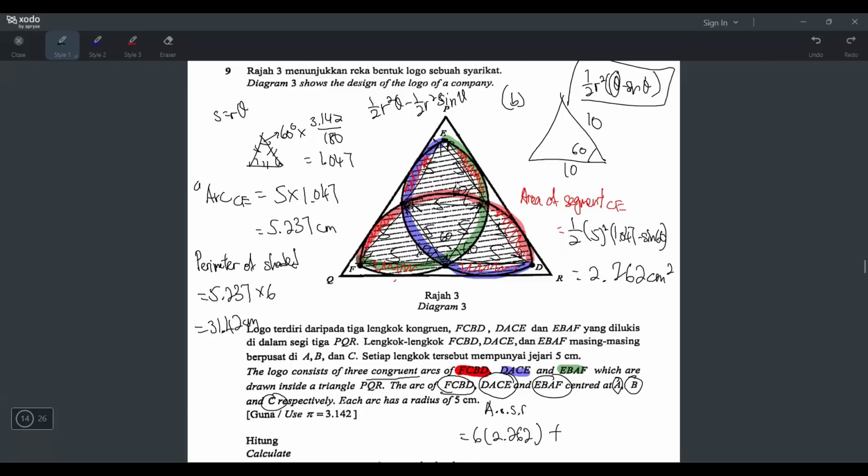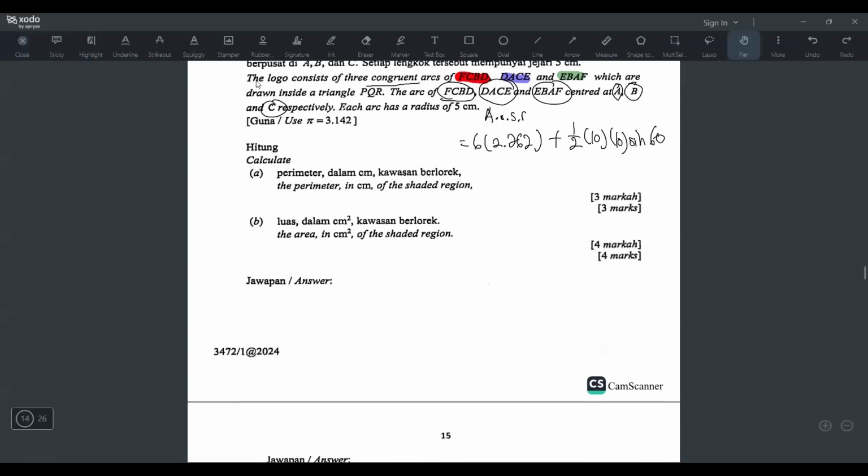And don't forget to add the middle triangle here, right? And for this middle triangle, I already said you use the 1 over 2 ab sine C formula, because you already have 2 sides and 1 included angle. So 1 over 2 times 10 times 10 sine 60. Okay, this is the answer. 6 times 2.262, I use the answer button, times 6. Okay, I get 13.57.